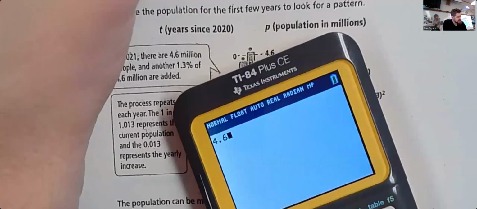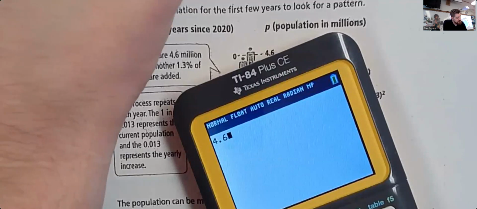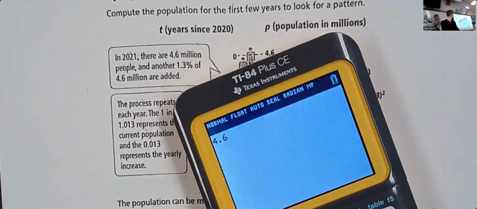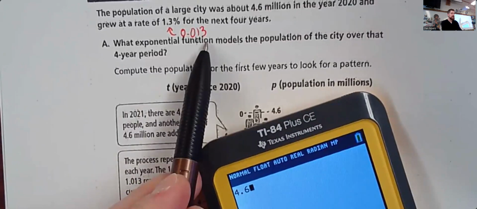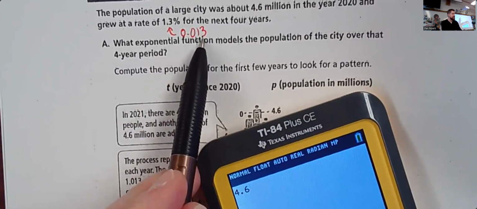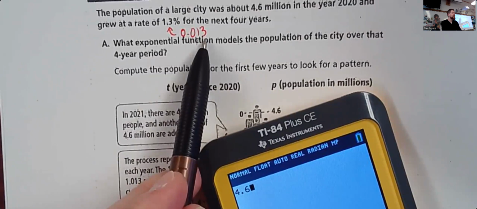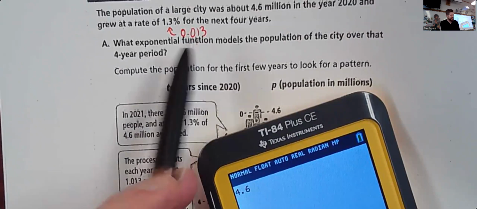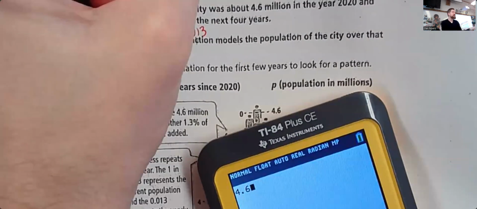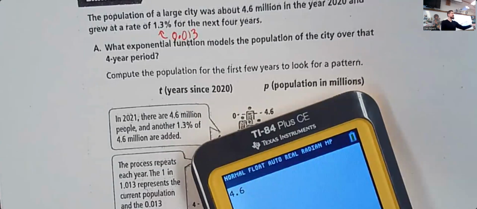0.013, because percentages as decimals are not written the same. So 1.3% would be 0.013. That's how percentages are written as decimals. Like 50% is 0.5, right? So 1.3% would be 0.013, 5% would be 0.05, and so forth.